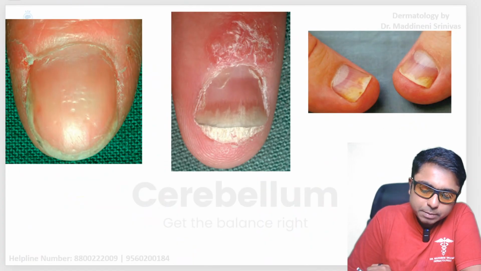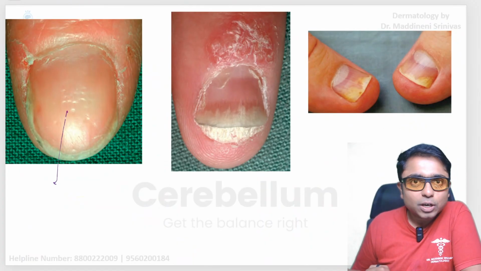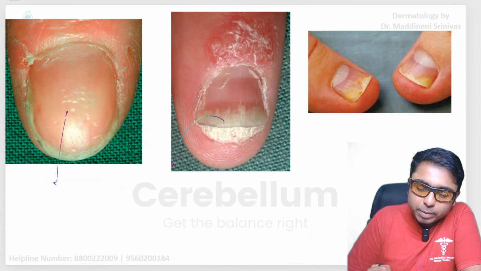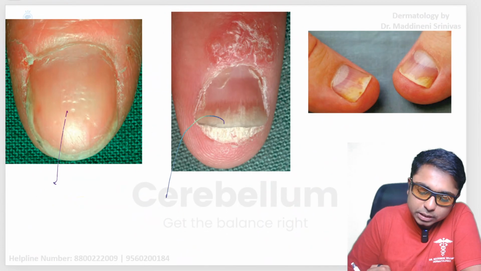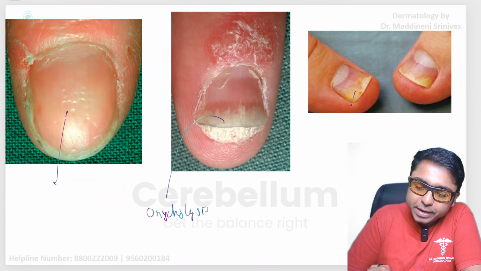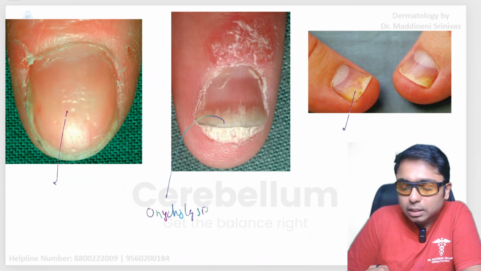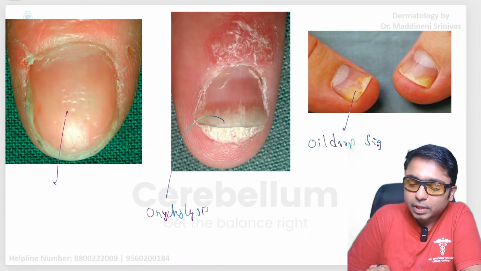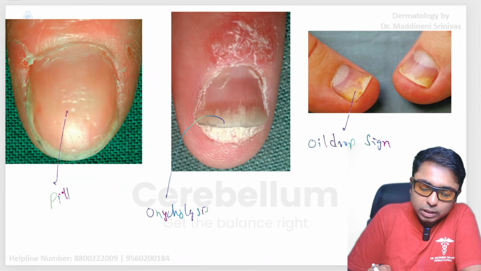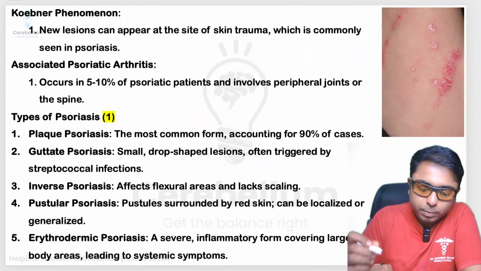So here, in this picture you are able to see small depressions, these are called as pits, and here you are able to see the nail plate is separating from the underlying nail bed, so this is called as onycholysis. And here you are able to see this yellowish discoloration present below the nail plate. This is what is called as oil drop sign or salmon patch. So all these findings are very important for you to remember.